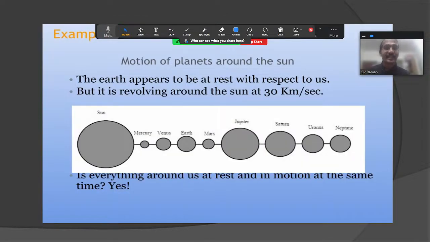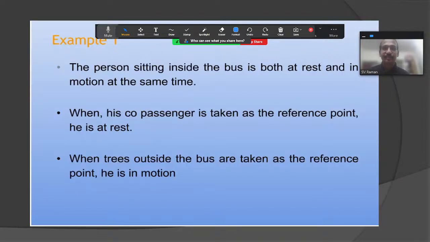Earth appears to be at rest with respect to us, but it is revolving around the sun at 30 kilometers per second. Is everything around us at rest and in motion at the same time? Yes. The person sitting inside the bus is both at rest and in motion at the same time. When his co-passengers are taken as a reference point, he is at rest. When trees outside the bus are taken as a reference point, he is in motion.